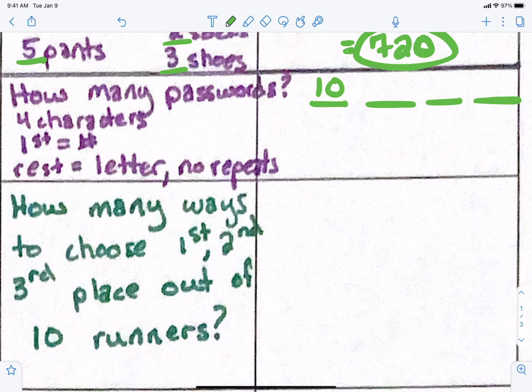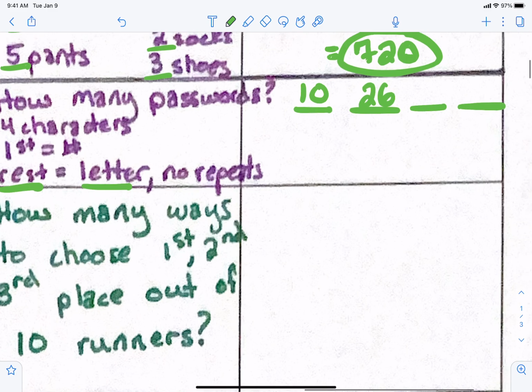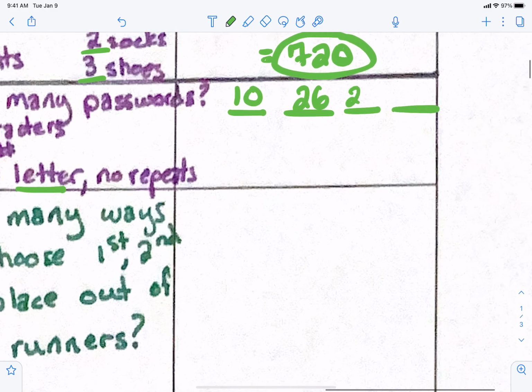The next one, it says the rest of them are letters, but there's no repeats. So the second one has to be a letter. Then it could be 26 different characters, right? A through Z. But then it can't be repeating. So this could only be 25 and 24. And you're still doing the fundamental counting principle because you're multiplying the options together just like you were doing before. But you list them out, and there's even more combinations there. How many passwords could be created?